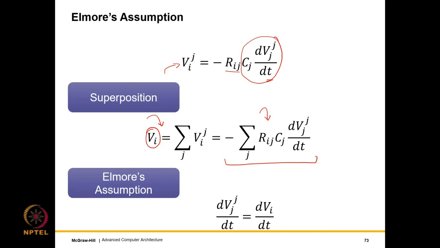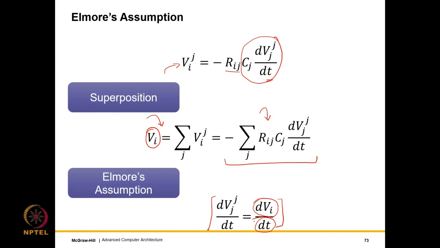So Elmore made an assumption, and you will find more justification of the assumption in the book. Elmore's assumption is also called the single pole approximation. The single pole approximation says that let us approximate dVj/dt as equal to dVi/dt. So this basically says that the rate of fall or rise of the voltage is essentially the same across all the terminals, when we only consider one current source at a time. So it's essentially the same.